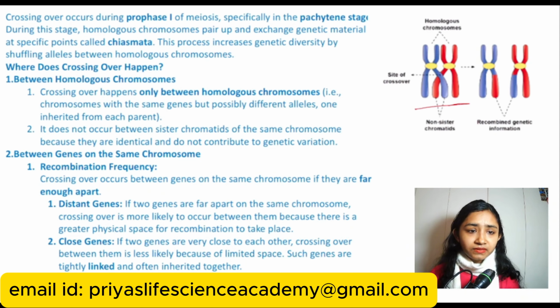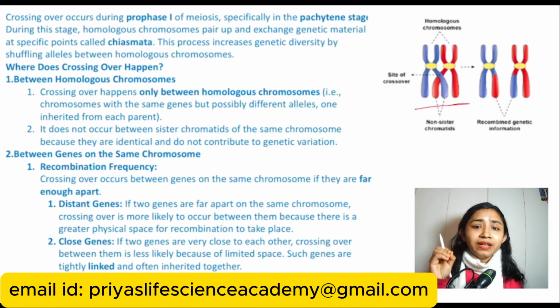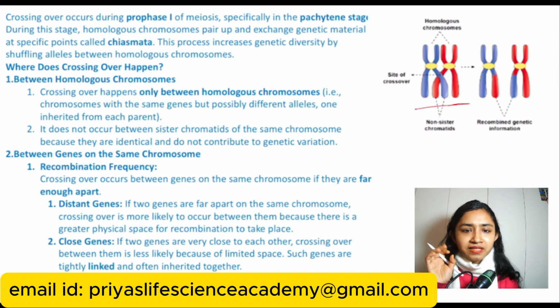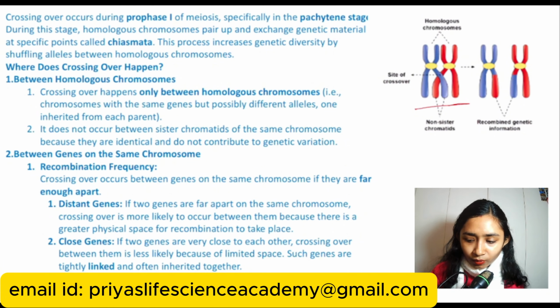So what is crossing over? Crossing over occurs during prophase 1 of meiosis, specifically in the Pachytene stage. During this stage, homologous chromosomes pair up and exchange genetic material at specific points known as chiasmata. You can see here in the picture that homologous chromosomes are pairing up with each other, and there is a crossing over. Crossing over means this blue chromosome's part is coming into the red chromosome, and this red chromosome's part is coming into the blue chromosome.